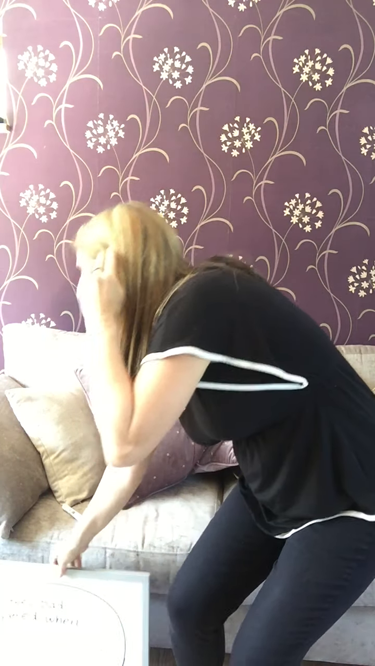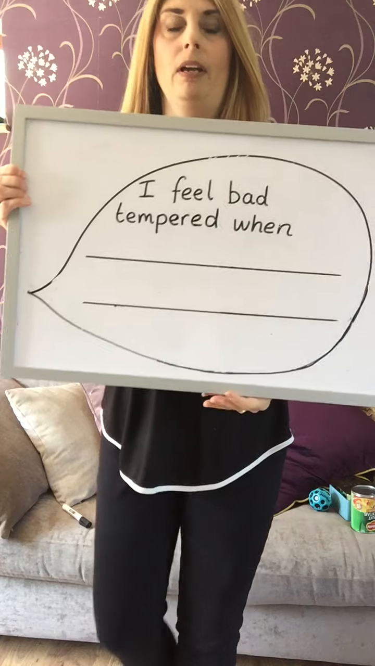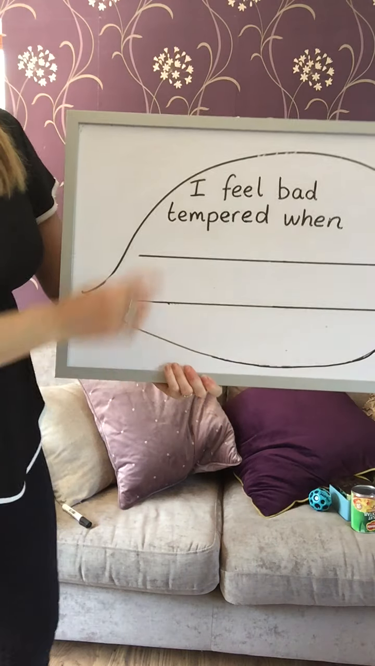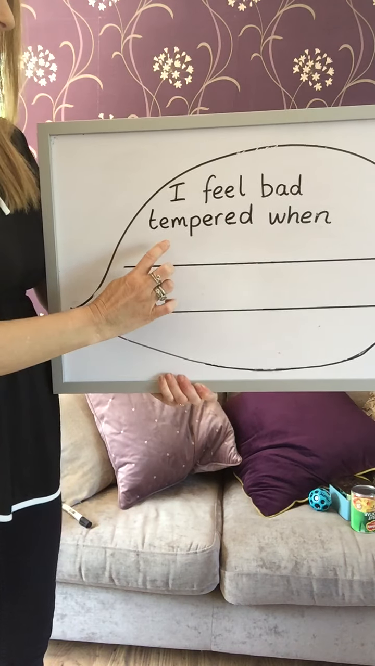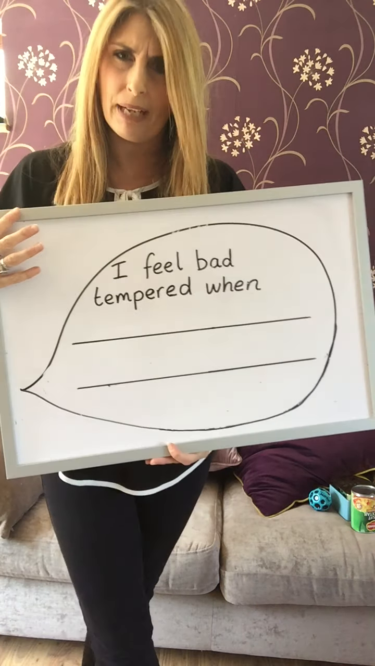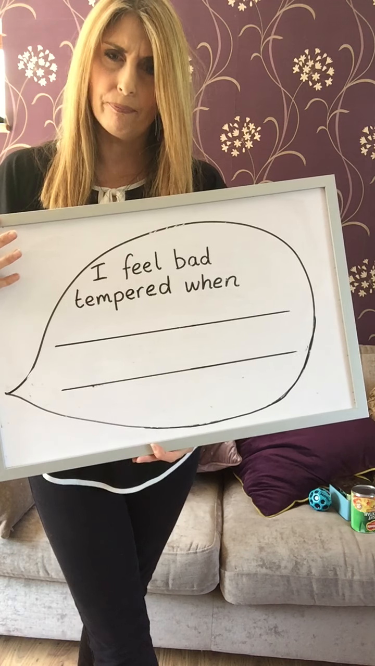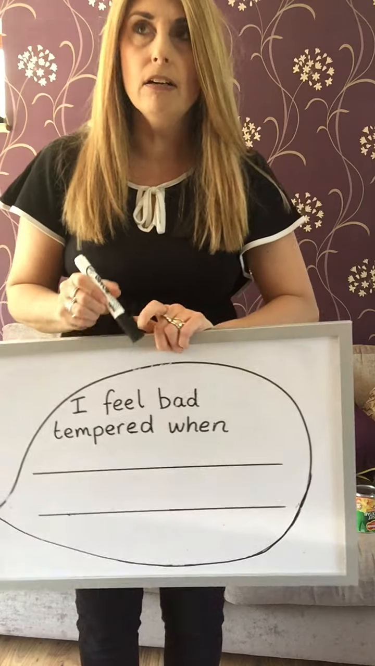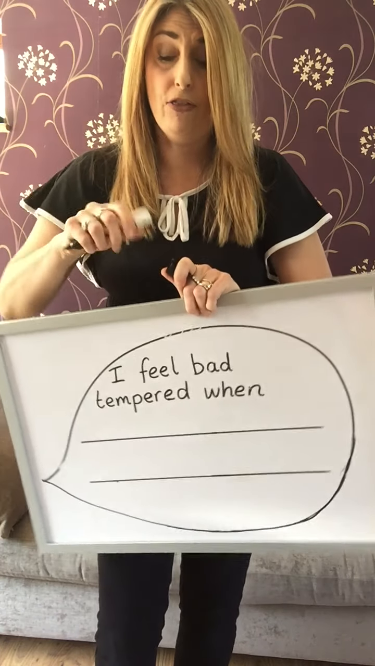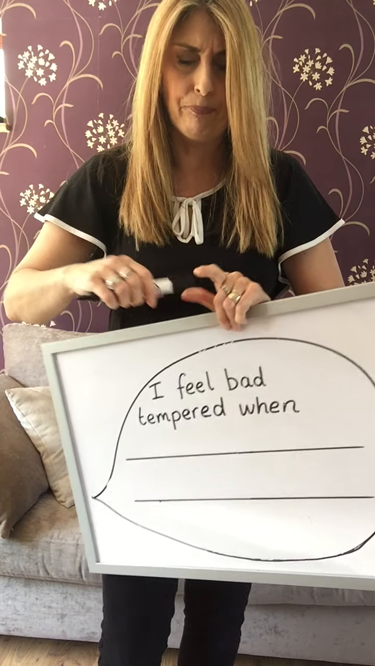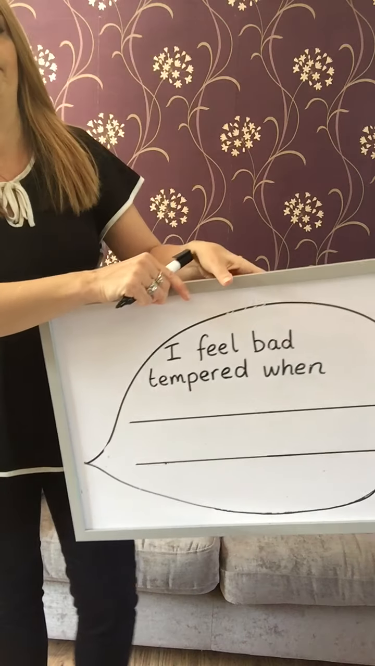So I have already drawn a big speech bubble and I have put, I feel bad-tempered when. And I want you, with your adults, to try to think about what makes you bad-tempered, what makes you cross. Now, you know that I love chocolate. Where did I put my pen? So when people eat my chocolate, that makes me bad-tempered. I get really cross and grumpy. So that's what I am going to write.